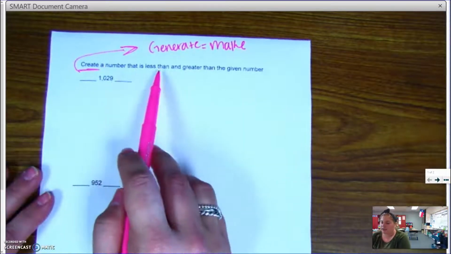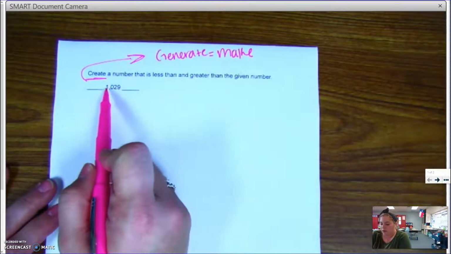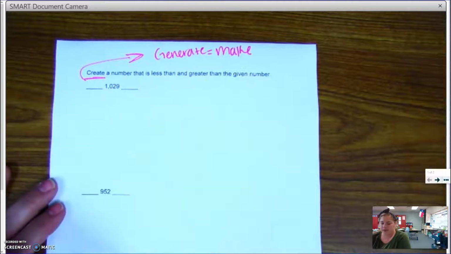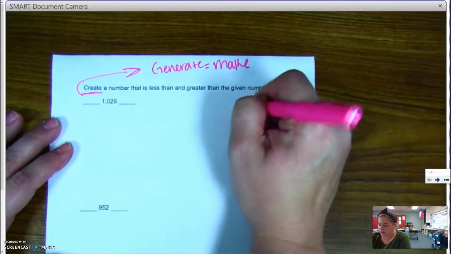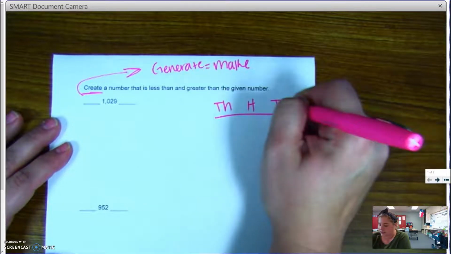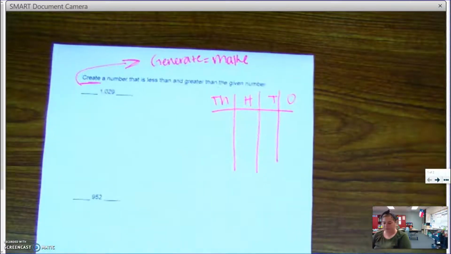Create a number that is less than and greater than the given number. So we have 1029. I'm going to go ahead and put that number in a place value chart. Ones, tens, hundreds, and thousands go next. Place value, place value, place value is the best.